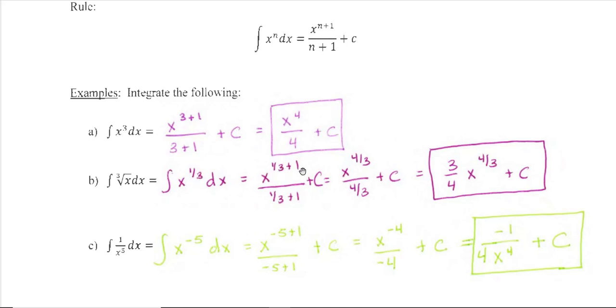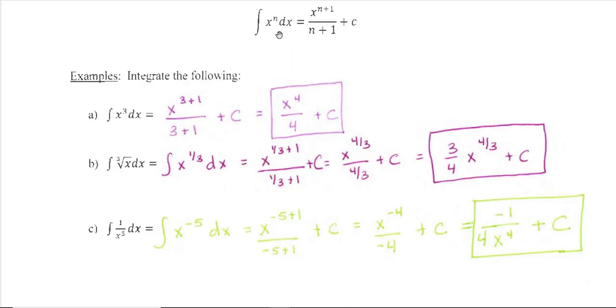It'll be x to the 1/3 plus 1 over 1/3 plus 1, and don't forget that plus c, that constant of integration. 1/3 plus 1 is 4/3, so this becomes x to the 4/3 divided by 4/3 plus c. We don't divide by fractions, that's kind of sloppy math notation there. Instead of dividing by 4/3, that's the same thing as multiplying by 3/4. So our final answer would be 3/4 x to the 4/3 plus c.